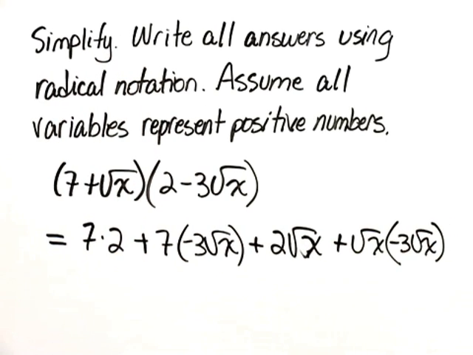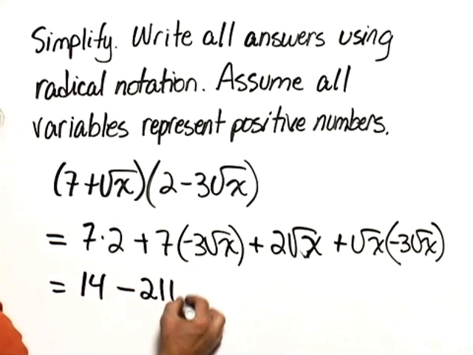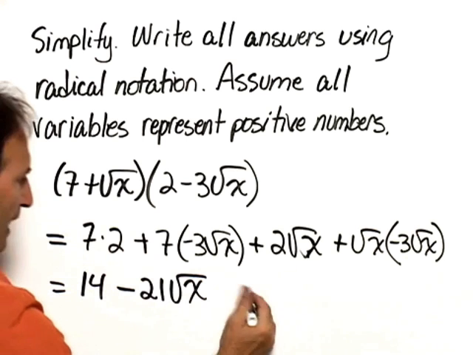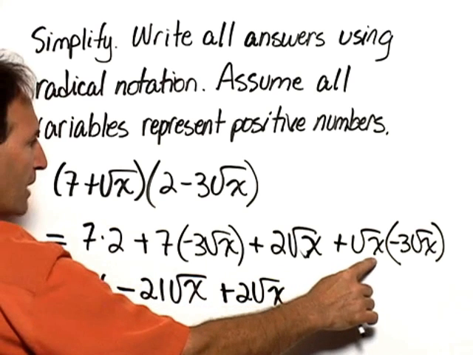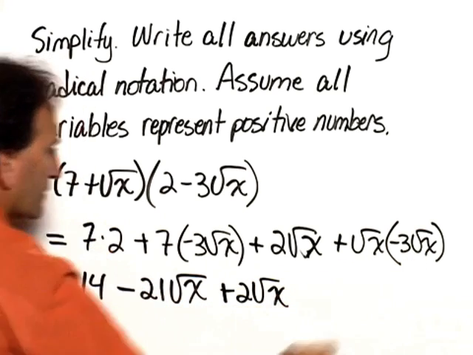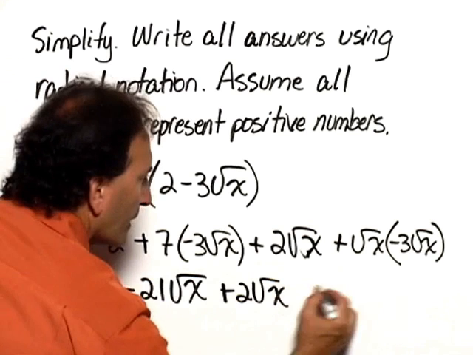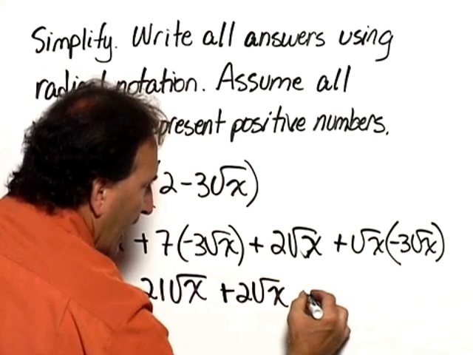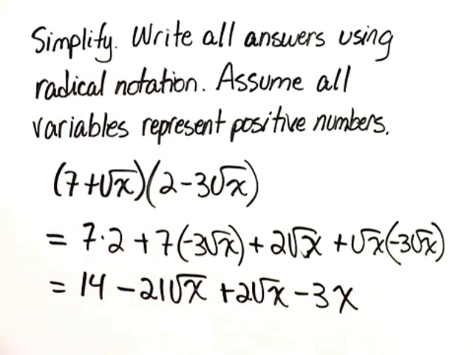Now, simplifying each of these, 7 times 2, of course, is 14. 7 times negative 3 would give us negative 21 times the square root of x. Here we just have plus 2 square roots of x. And when we multiply the square root of x times the square root of x, that becomes the square root of x squared. And the square root of x squared is x, so we have negative 3 times x.